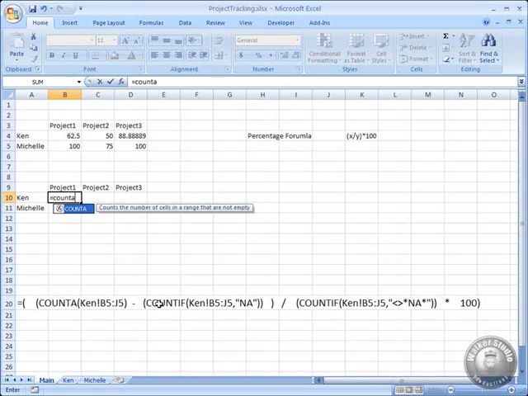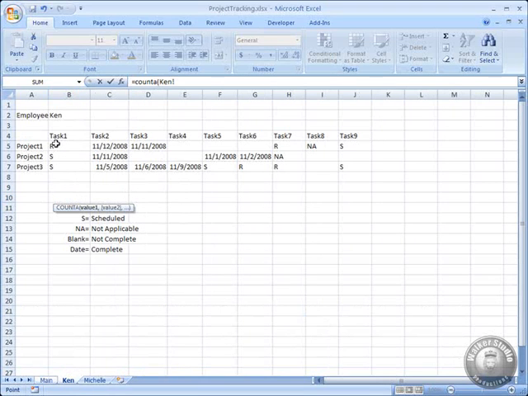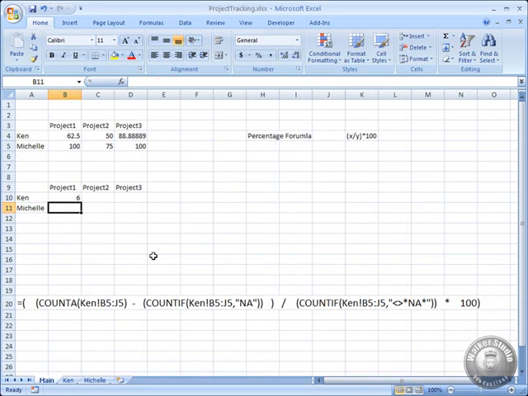COUNTA, and then we want to reference that other sheet here, Project 1 and Ken. We're going to click and drag all the way across here, and then hit Enter. And we have to go back in the formula here. That tells us there are 6.